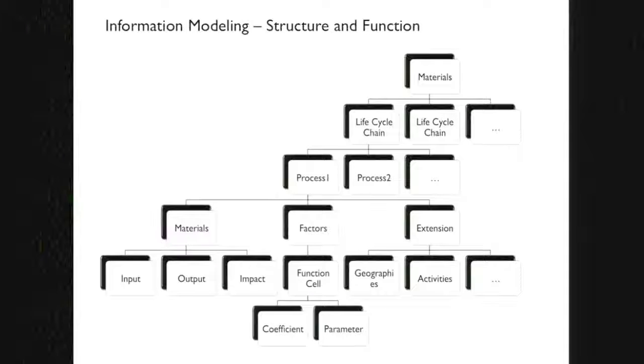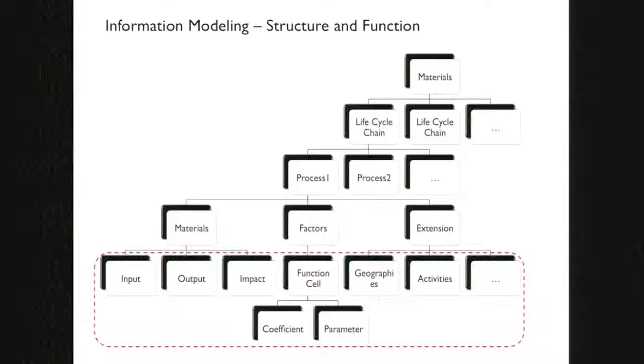First, we have to do information modeling, the structure and function. This is the structure of the material flow process. A material has a life cycle chain, and the life cycle chain has several processes, and those processes contain materials, factors, and extension information, something like geographics, what happened, and location information about the activities.